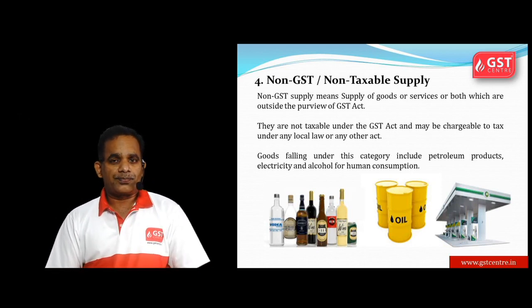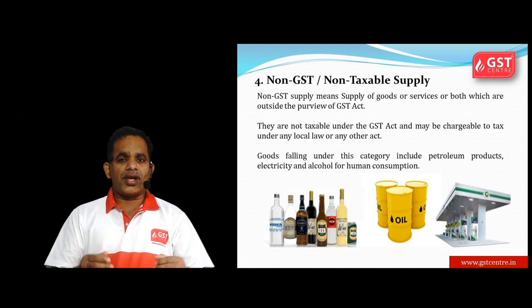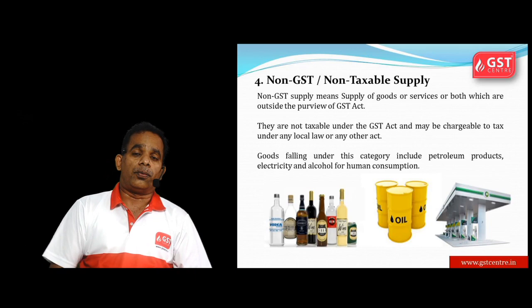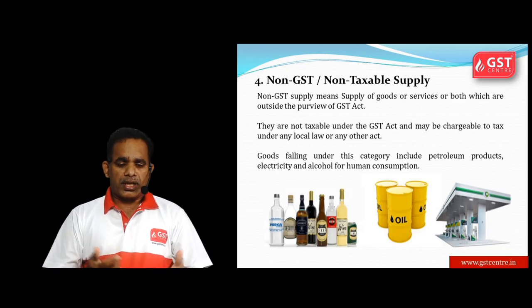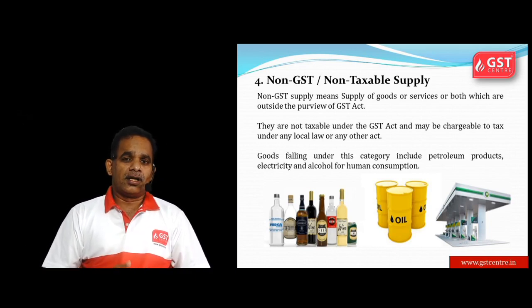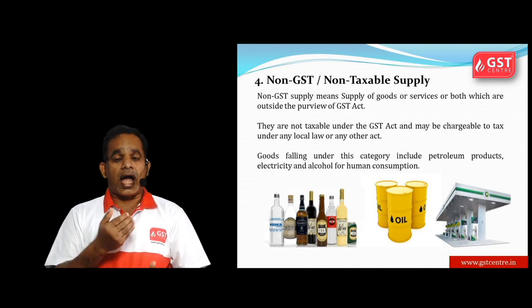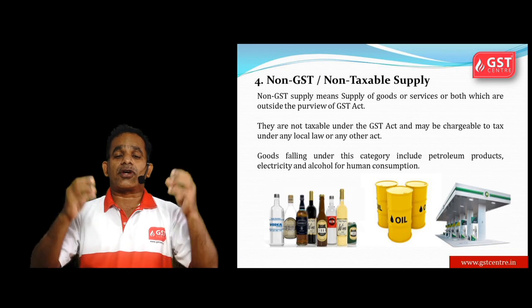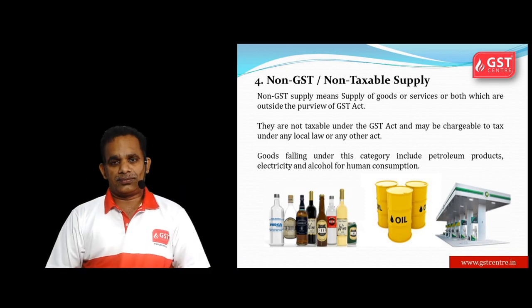Then the fourth category is non-GST and non-taxable supply. What does it mean? Non-GST means these goods and services are outside the purview of GST law. You take electricity, petrol and diesel, alcohol for human consumption. All these are non-GST or non-taxable supplies. Clear?